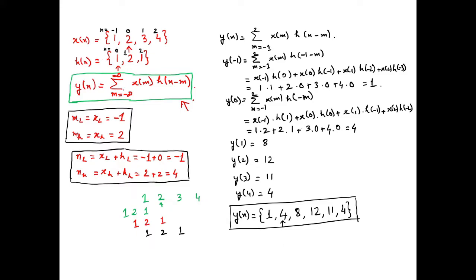Okay, y[n] equals the summation over m from minus infinity to infinity of x[m] h[n minus m]. Now the thing arises over here: we have two variables, m and n. So let us see how this m variable needs to be calculated.